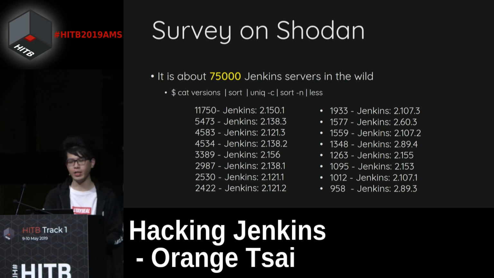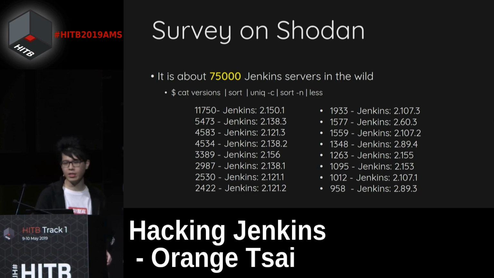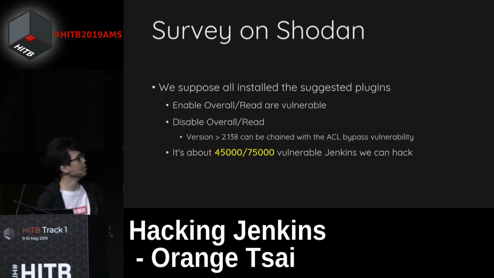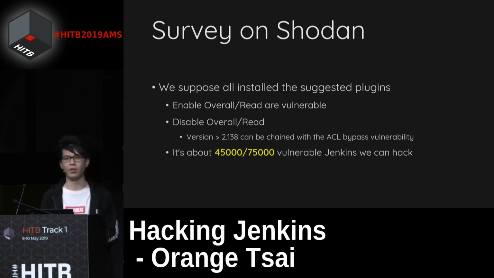After Jenkins fixed the vulnerability, we did a little survey. There are about 75,000 public Jenkins instances in the wild. And this is the version list. If the Jenkins enables overall read permission, it's vulnerable to our remote code execution. If it doesn't, but its version is over 2.138, we can still chain our dynamic routing vulnerability to make it vulnerable again. With our rough survey, there are about 45,000 Jenkins instances we can hack.